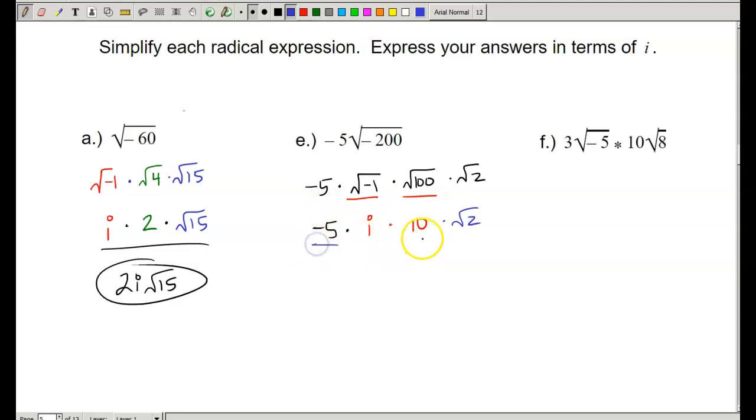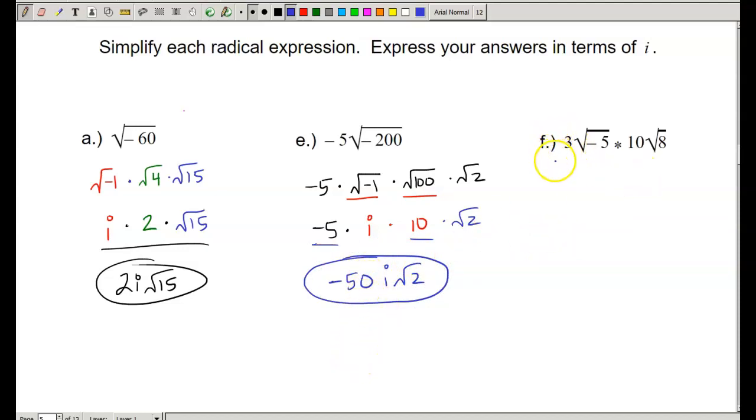So you can see I have a negative 5 and a 10 here, times 10. So I'll just put those together. I can multiply that to negative 50. And then I have an I term here, and then I have a root 2 as well. This would be a little bit nicer way to write it. And that would be part E.